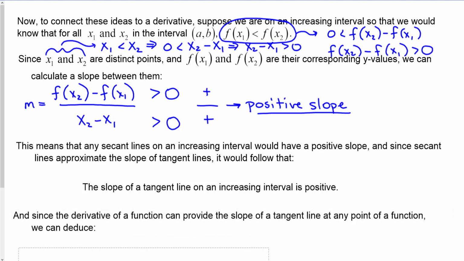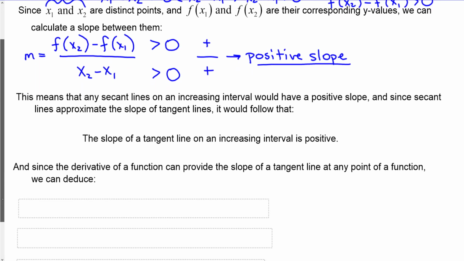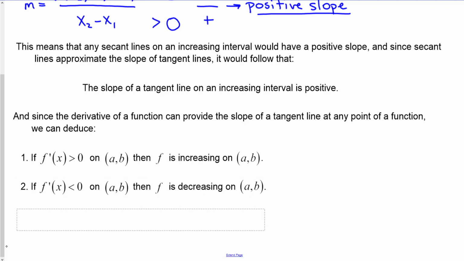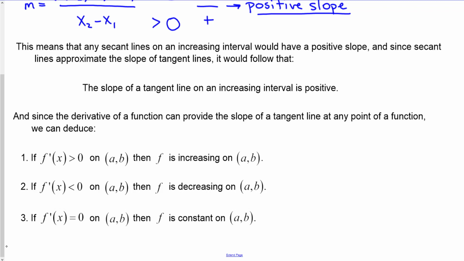And since the derivative of a function can provide the slope of a tangent line at any point of a function, what we can deduce from this is if the derivative is greater than 0 on an interval, then f is increasing on that interval. Or if the derivative of a function is less than 0 at a point on an interval, then the function is decreasing on that interval. Likewise, if the derivative is 0, then that tells us that the function is constant on that interval.